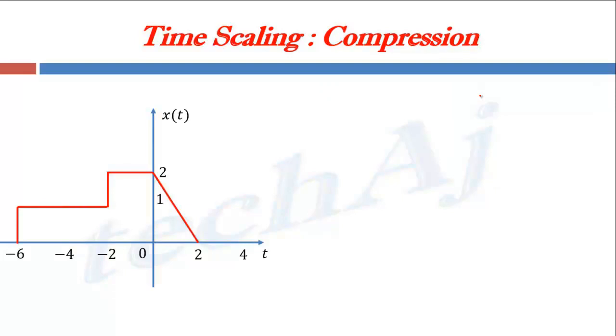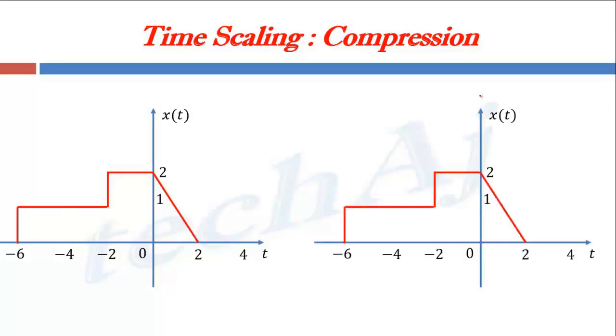Suppose we have given the signal x of t. From this signal x of t, we have to obtain x of 2t. Here, the time parameter t is scaled by a factor of 2. This value of scaling factor is greater than 1. That means our original signal will get compressed.